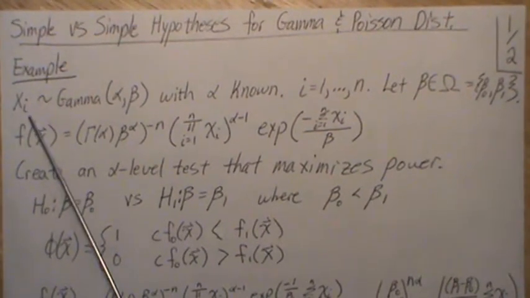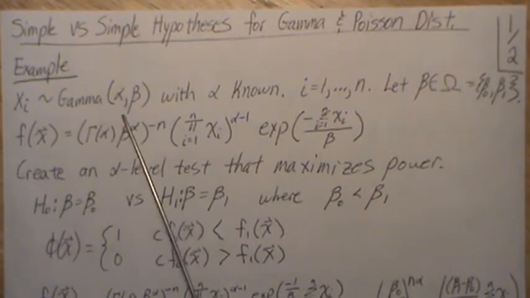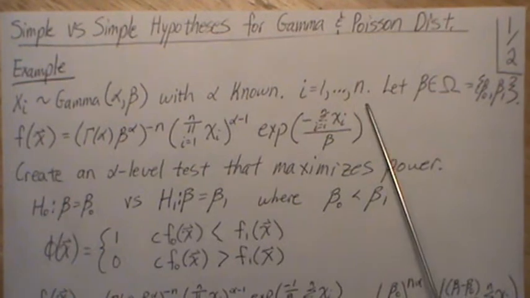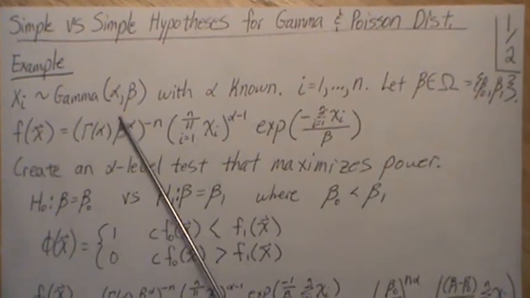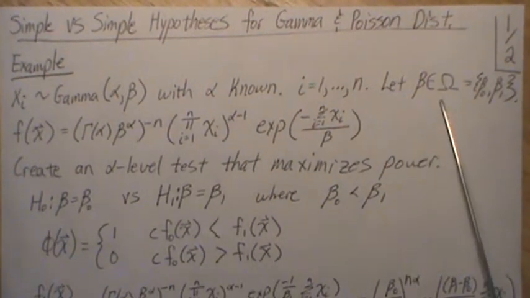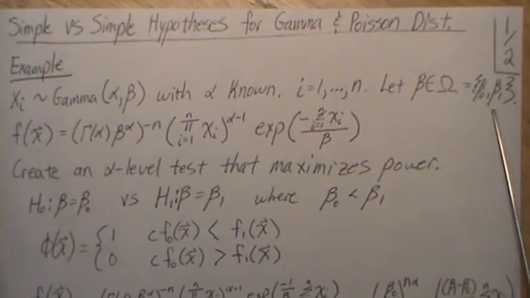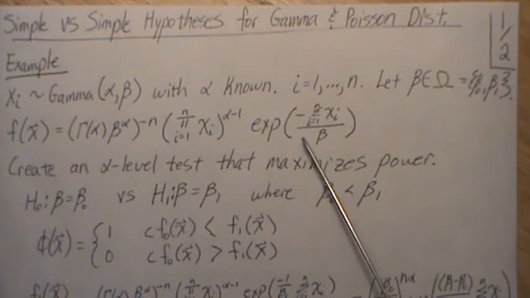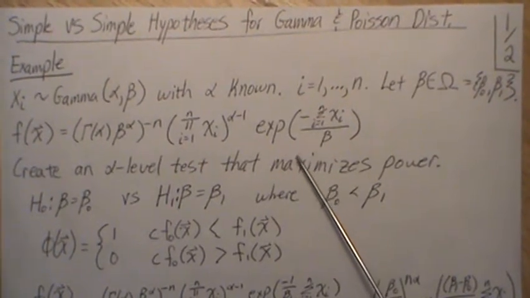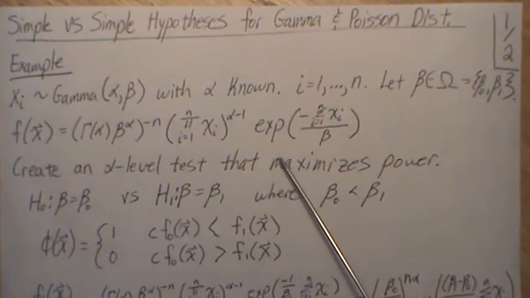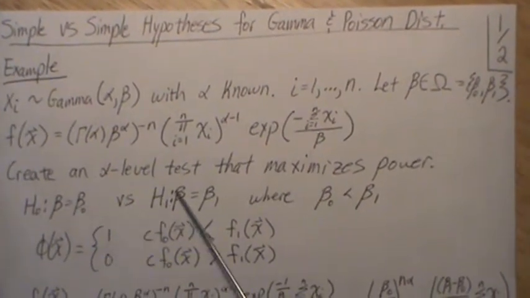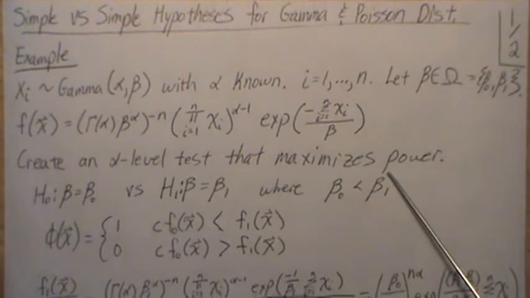So the first example, our data follows a gamma distribution with parameters alpha and beta. We're going to assume that alpha is known. We have a sample size n, and the beta parameter lives in the parameter space omega that has 2 points, beta 0 and beta 1. This would be our joint density, which is the product of the individual densities. And we want to create an alpha level test that maximizes power.